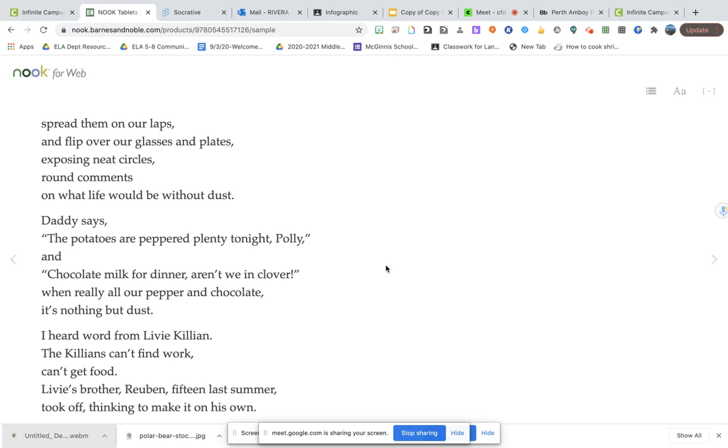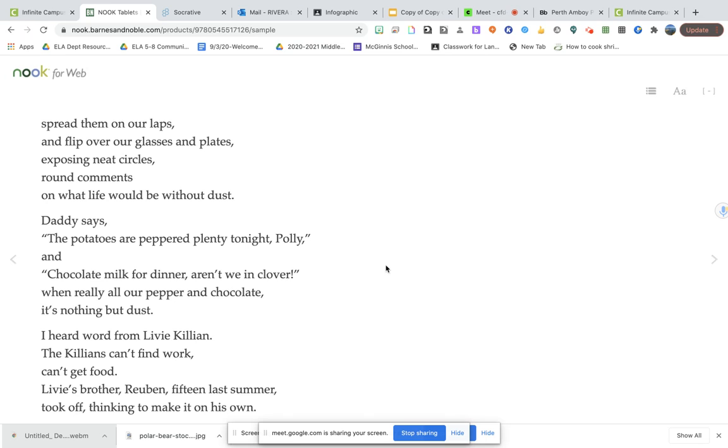Exposing neat circles, round comments on what life would be without dust. So why are they flipping their stuff over and hiding the utensils? Why are the plates upside down and the cups upside down? So that it doesn't get dust. Yeah, exactly, right? If they don't flip the stuff over, this whole area just gets covered in dust, which is kind of crazy to think about. If you had your plates outside in your house, that dust would get all over it.